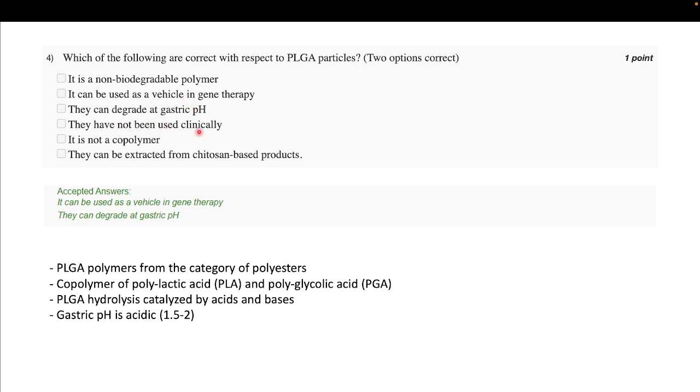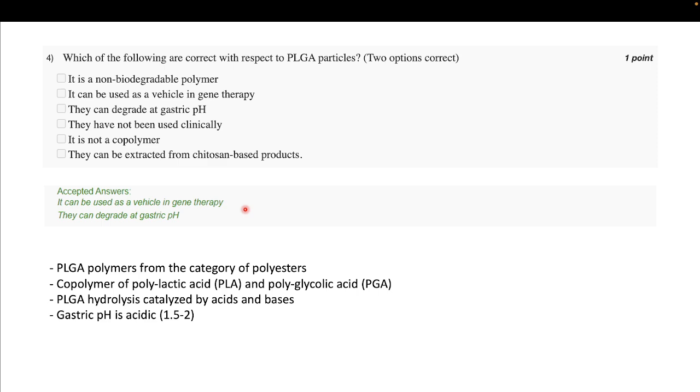They have not been used clinically, that is false. PLGA is approved by FDA, so it is very well established in the drug delivery field and it's routinely used. It is not a copolymer is also false, because PLGA is a copolymer of two different polymers, polylactic acid and polyglycolic acid. The last option is they can be extracted from chitosan based products, which is false. Chitosan is a natural polymer and PLGA is a synthetic one, so you synthesize it. So the only two correct options here are it can be used as a vehicle in gene therapy and they can degrade at gastric pH.